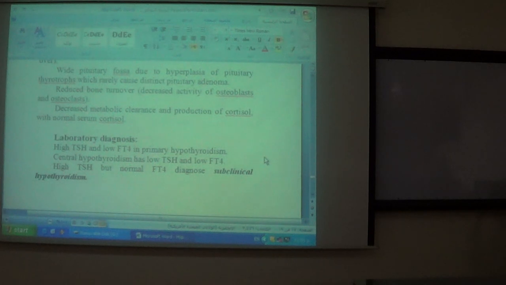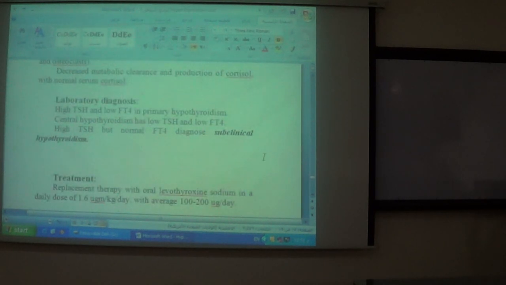Also, there is low free T4, or low T3 and low T4, in primary hypothyroidism. In central hypothyroidism, there is low TSH and low free T4. High TSH but normal free T4 is diagnosed as so-called subclinical hypothyroidism. Here in this category, the patient is okay and the thyroid hormones also are okay, but we have a slight increase in the TSH. This is subclinical hypothyroidism. You also have subclinical thyrotoxicosis: normal thyroid hormone and TSH is low.